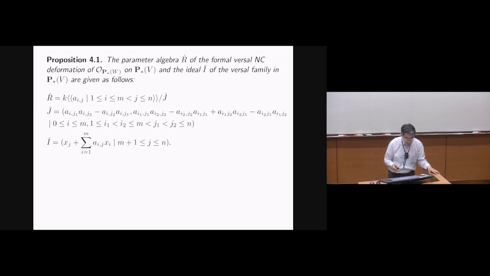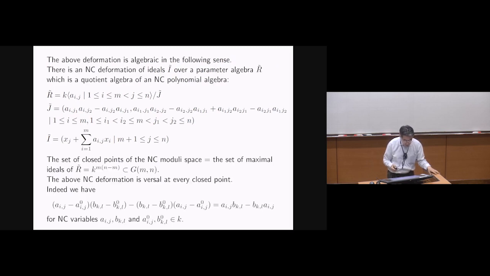So this proposition is generalized into a more global statement. So this deformation is algebraic in the following sense. There is a non-commutative deformation of ideals, I tilde. So I hat was the formal one, and I tilde is the algebraic one over the parameter algebra R tilde.